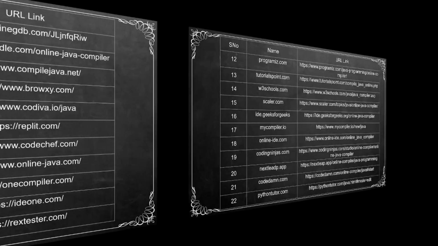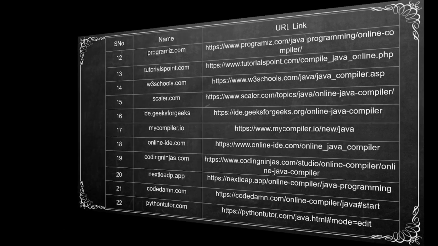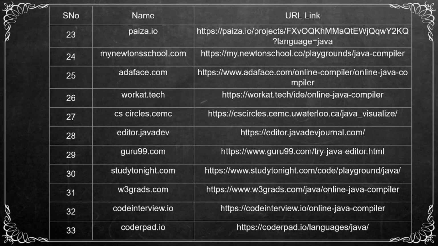Okay, next go to the next section, and here we have programiz.com, tutorials point. In our previous slide we had JDoodle, Programiz, W3Schools. All these companies are providing this readily for you, so we don't have to deal with all these softwares, or which version you have to install. In the first video, in the first slide, I showed you what things you need to run Java. Okay, next go to the next section where you have guru99.com, W3 grads, codeinterview.io, coderpad.io.